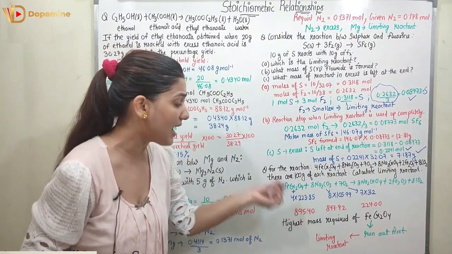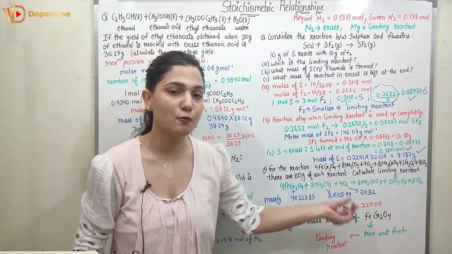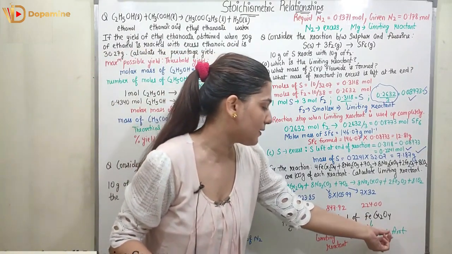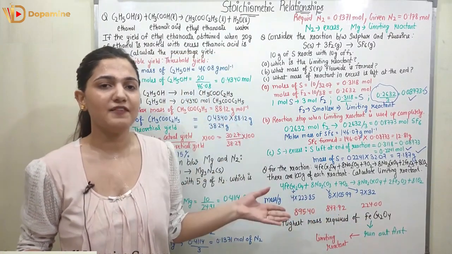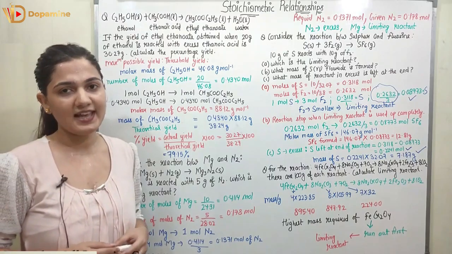From here you can see the largest amount is used for FeCr2O4. Highest mass required is of FeCr2O4. So it will be consumed first, it will be running out first, and this is how we can find out the limiting reactant as well. So I hope you understood all of the questions. Thank you so much.